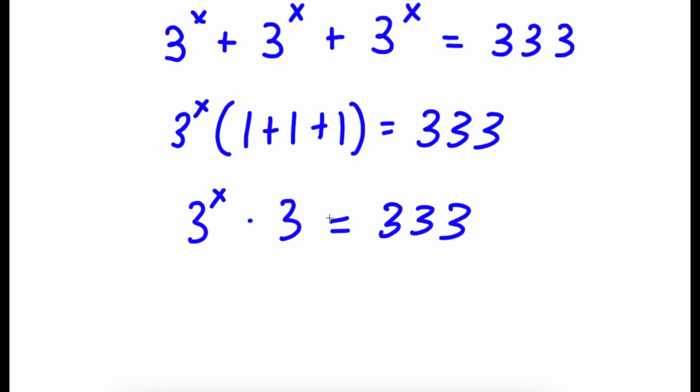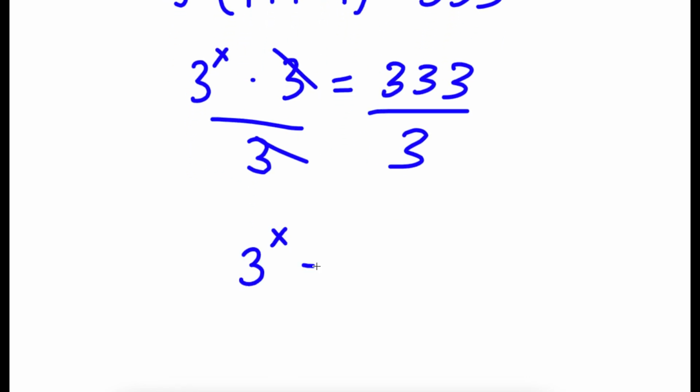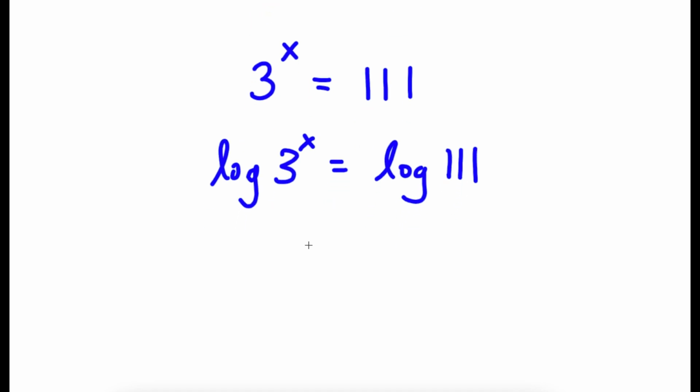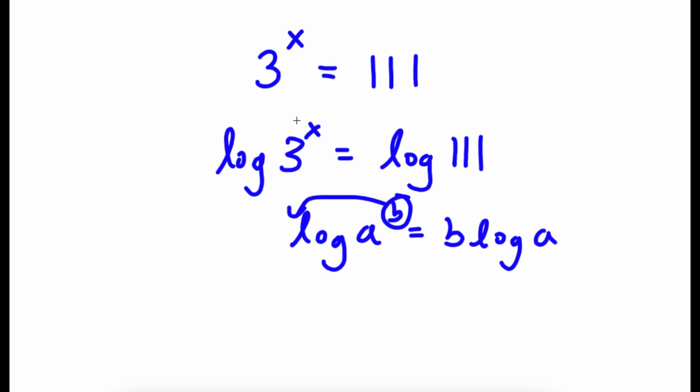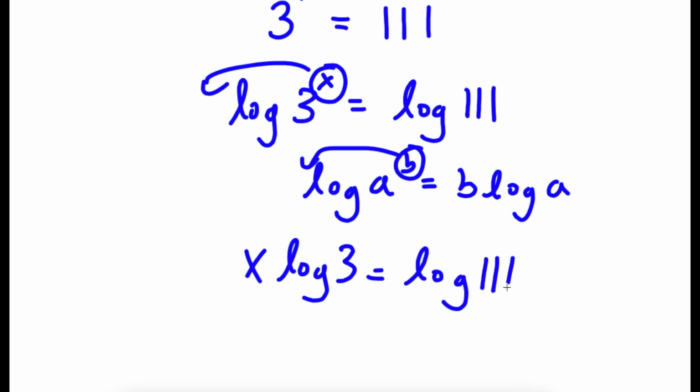Now from here, I'm going to go ahead and divide both sides by 3. So then these two cancel out, and now I have 3 to the power of x is equal to 333 divided by 3, which is 111. Now if I take the log on both sides, I have log 3 to the power of x is equal to log 111. If I have something in the form log a to the power of b, I can move this exponent b to the front. So this is going to equal b times log a. So in this case, log 3 to the power of x, move x to the front. So then I have x times log 3 is equal to log 111.